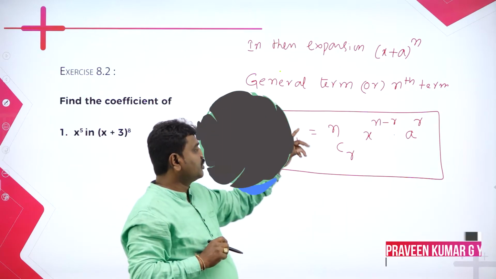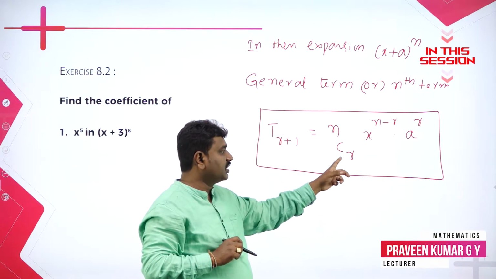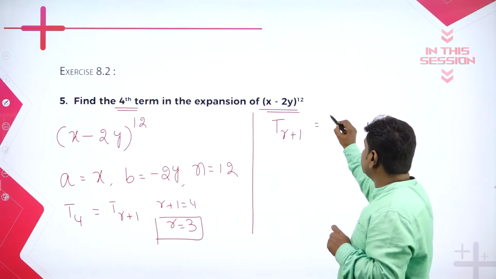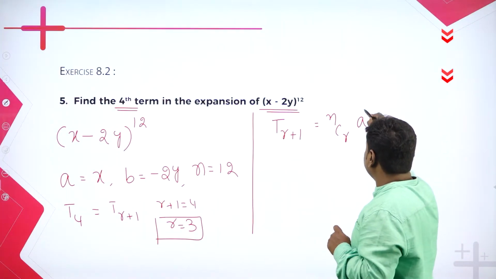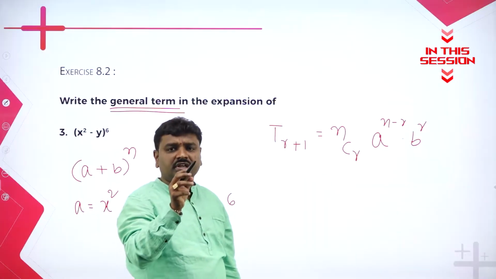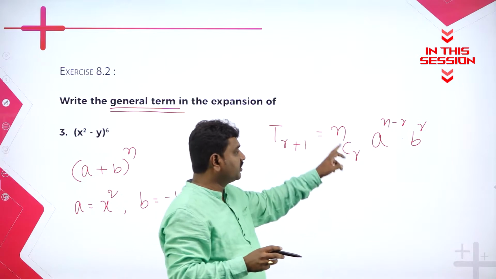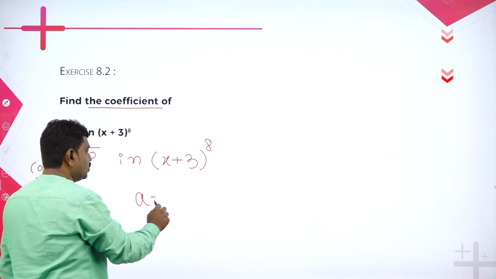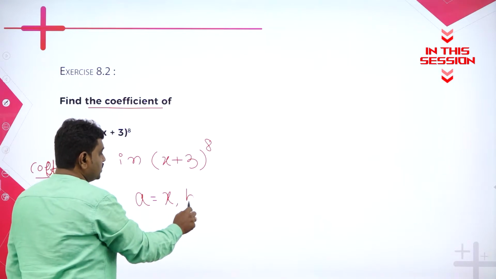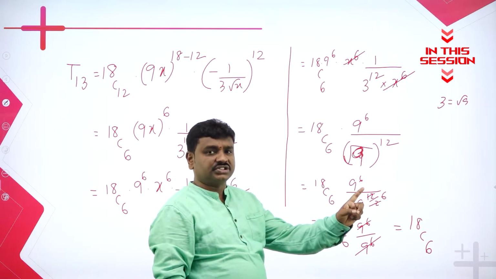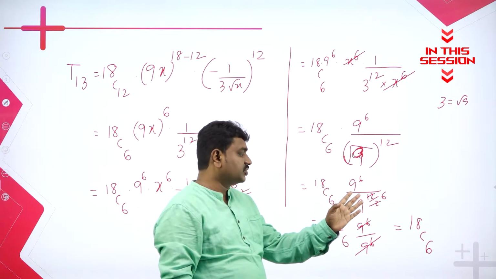What is the general term formula? T(r+1) is nCr x power n minus r into a power r. That is, nCr a power n minus r into b power r. The general term T(r+1) is equal to the first term power difference of these two, into second term power r. The first term a is equal to x, b is equal to 3. Second term, 18C6, you can expand if you want. 18 into 17 into 16 into 15 divided by 6 terms, divided by 6 into.